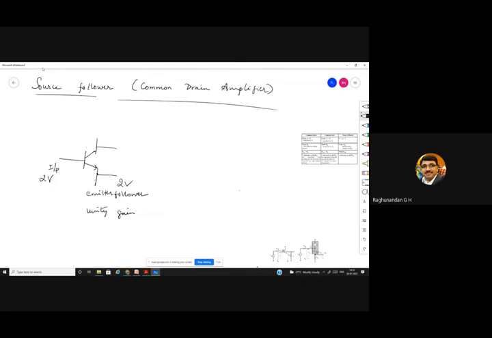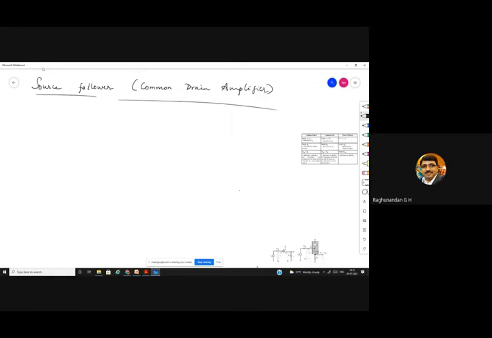If you take it across the emitter by mistake, if you take the voltage across the emitter, then it is going to act like a follower circuit. Whatever input you give, the same output you will be getting. In the same way here, in common source follower circuit or common drain amplifier circuit, it is also going to act as a follower circuit where input and output will be same.